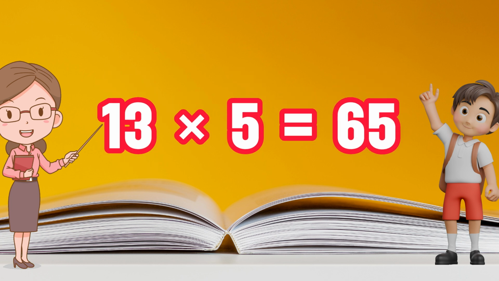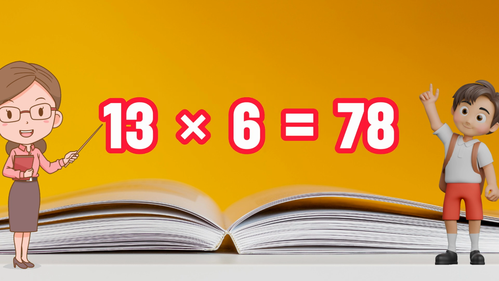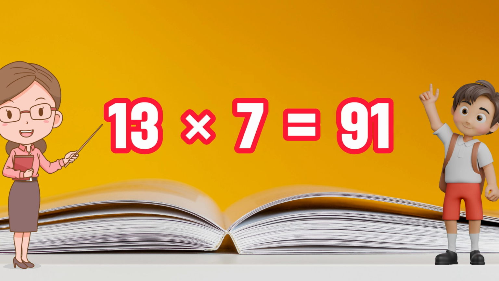13 fives are 65. 13 sixes are 78. 13 sevens are 91.